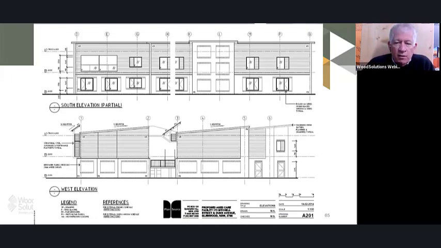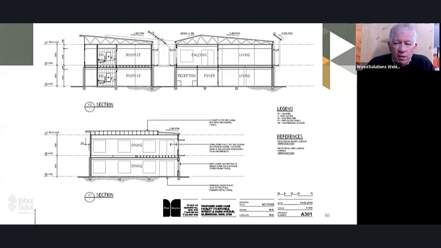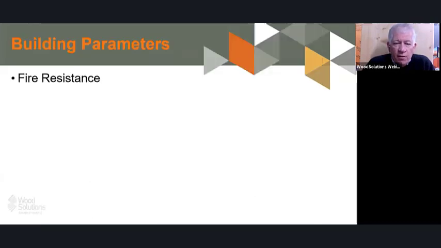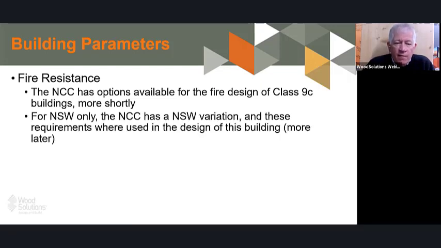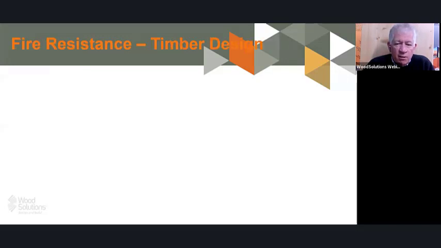It's an elevation view of it, and section view through it. So fire resistance, and this is a bit of a trick to all this. If anybody's dealt with 9C buildings, you'll know there is something there. So the NCC has options available for fire design with Class 9C buildings. So I'll explain a bit more shortly. And for New South Wales there's a variation, and these requirements will be used in the design of this building. So be wary that your state may actually have some requirements different to the NCC. So in this case, we have used the New South Wales variations for the design. And we'll go into more detail just now.